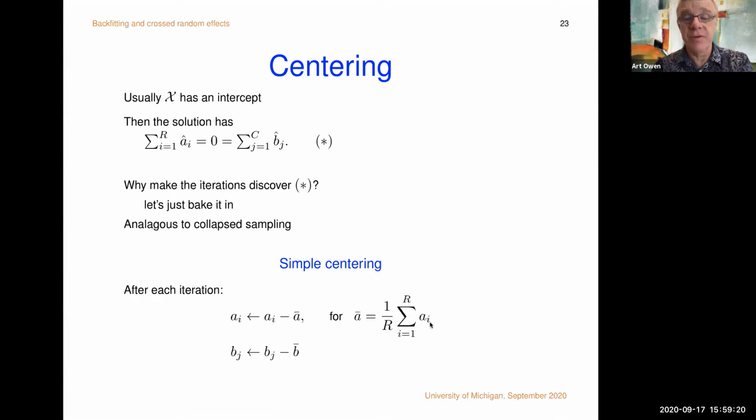And then what's this average? Well, it's just the average of the A_i. Okay, so if we did that centering, we're giving it this strong hint that the A hats are going to add up to 0, so we might as well make it so.